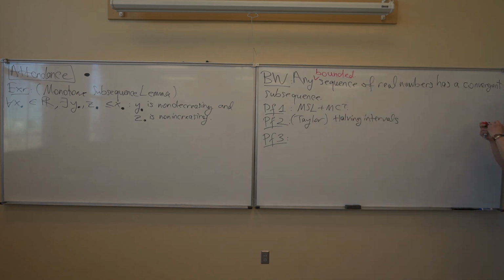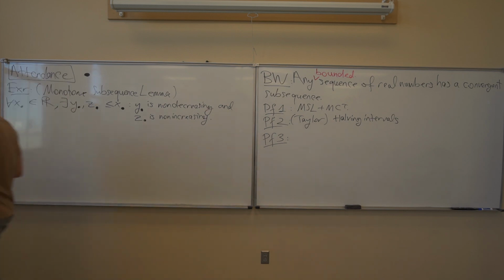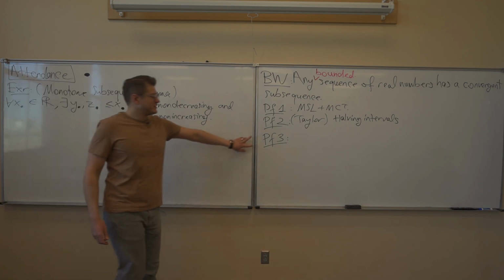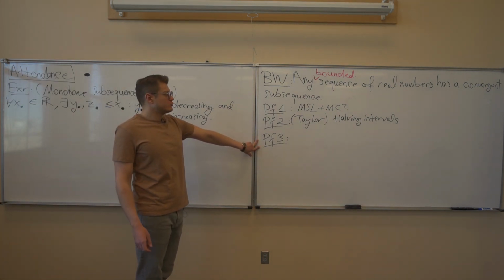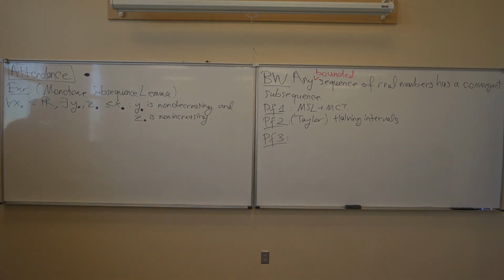Any bounded sequence of real numbers has a convergent subsequence. Okay. And yesterday I mentioned the idea of one of the proofs. And so this is going to be the third proof. I thought it would be a nice idea to sort of discuss two other proofs as well.